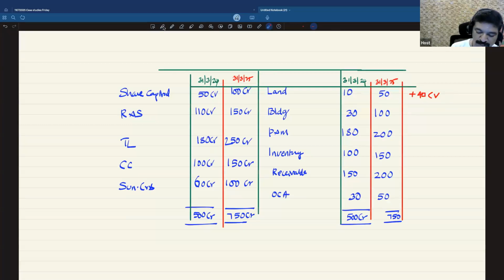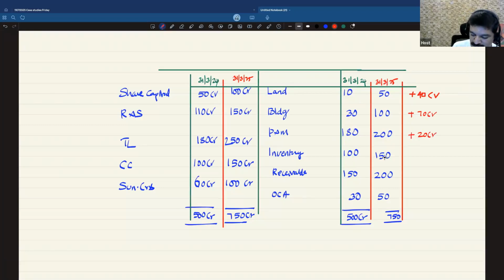And look at the building. What is the investment they have made in building during the year? From 30, it got increased to 100. It means there is an investment of 70 crore. Look at the plant and machinery. What is the investment they have made during the year? The total investment they have made during the year is 20 crore.